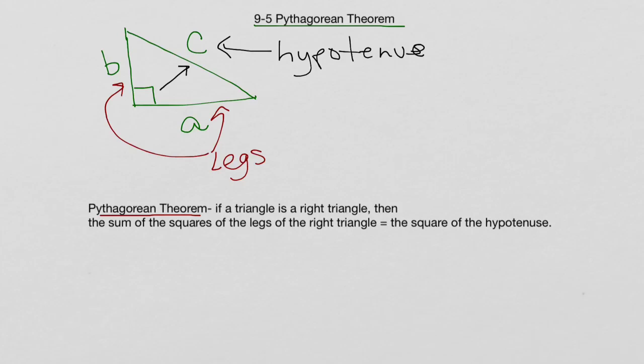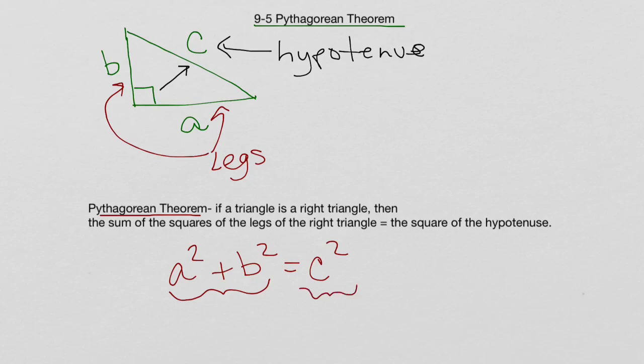So the Pythagorean theorem says that if a triangle is a right triangle, then the sum of the squares of the legs of the right triangle equals the square of the hypotenuse. So what does that mean? If we look at the triangle from above, what we're saying is since that's a right triangle, and A and B are legs, and C is the hypotenuse, then A squared plus B squared has to equal C squared. That's what I mean by the sum of the squares of the legs equals the square of the hypotenuse.